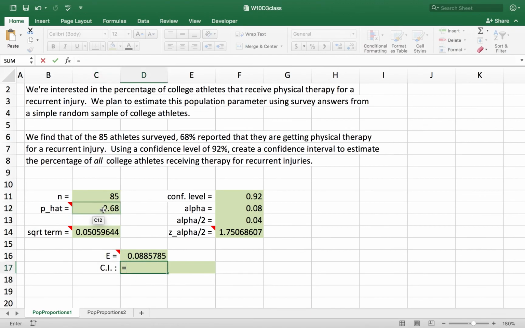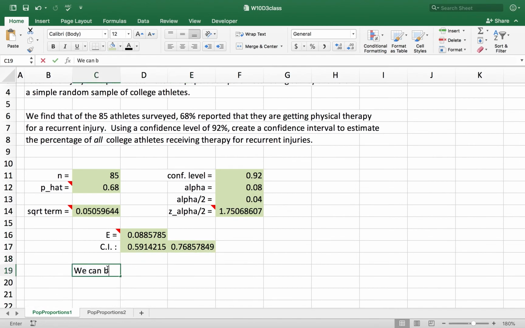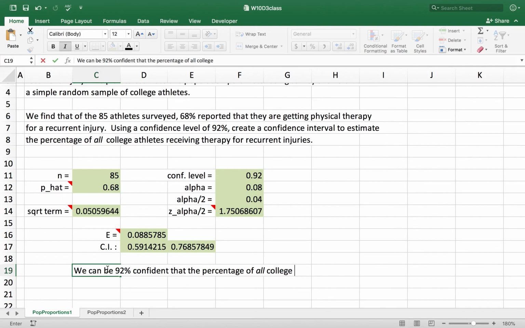So to create our confidence interval, we're going to start at p hat, and we'll subtract our margin of error. And then to get the other bound, we'll start at p hat, and we'll add the margin of error. And the idea is that we can be 92% confident that the percentage of all college athletes treated for a recurrent injury falls between, let's say, 59.1% and 76.9%, where we'll round.